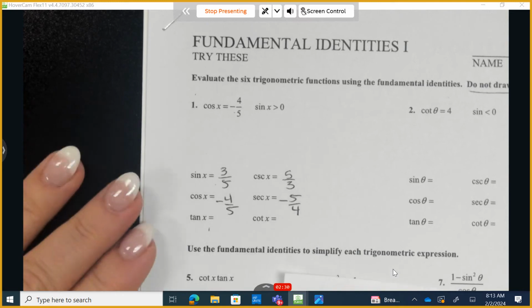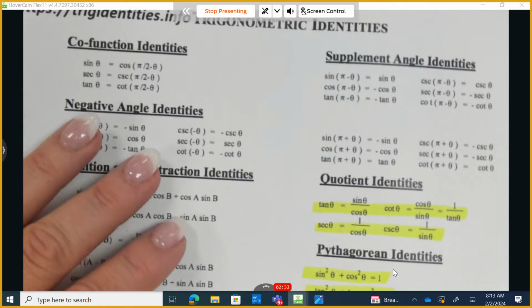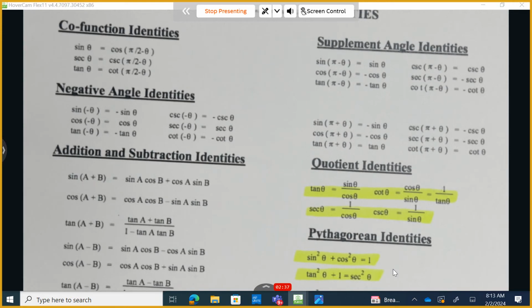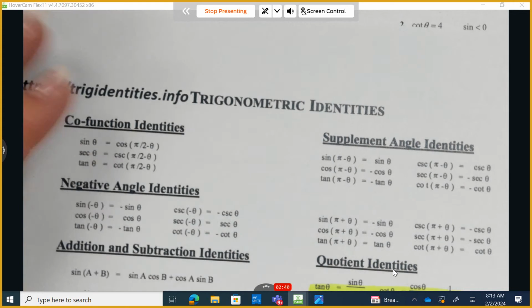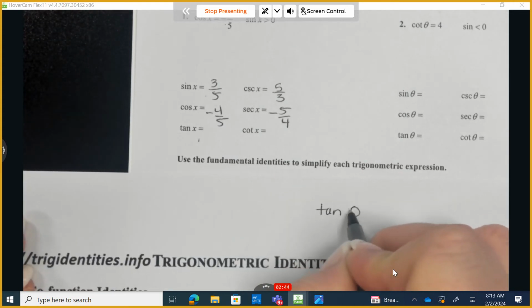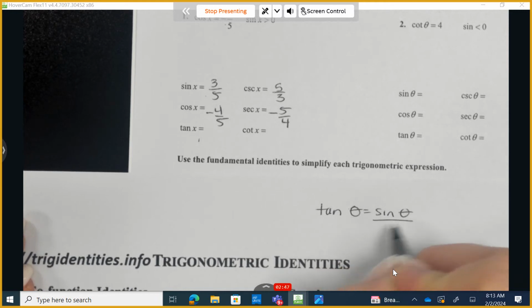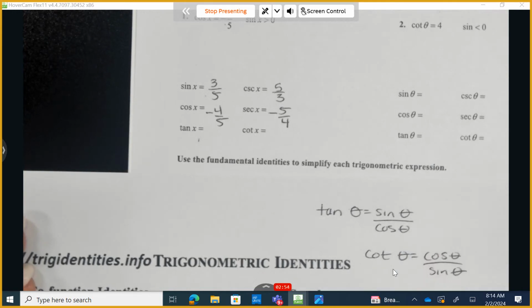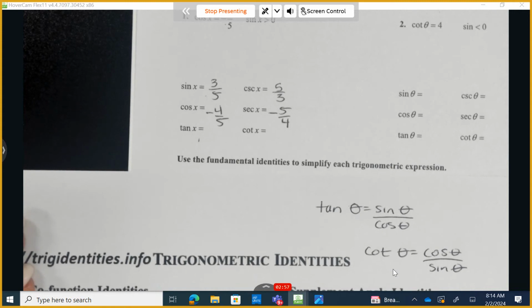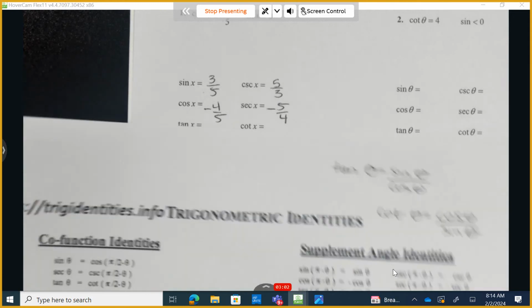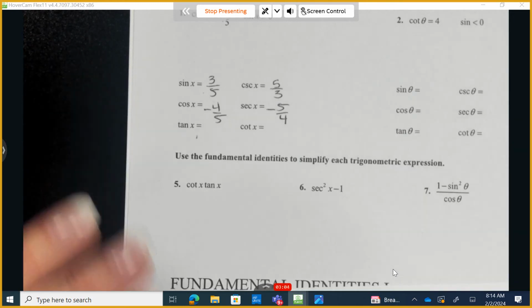Now, how do we find tangent? I can see that tangent, well, we don't even have it here. Let's see if it's anywhere over here. I don't see it. I'd like you to add this here, please. Go up to the very top and please write this. Tangent of theta is equal to sine of theta over cosine. And please write down that the cotangent then is equal to the cosine over the sine. Okay, you ready? So tangent is equal to sine over cosine.